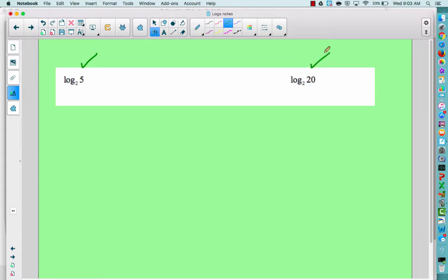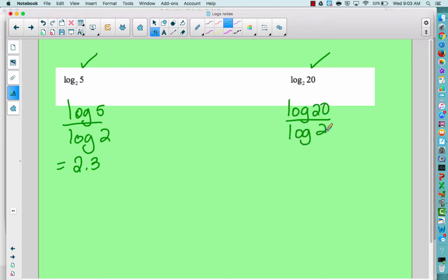Okay, so if you just did those, you did log 5 divided by log 2, and you got 2.3. This one, you changed log base 2 of 20 into log 20 over log 2. Be really careful. Remember, you're not allowed to divide using the change of base. This does not mean log 20 divided by 2, okay? It does not mean that. You have to use your calculator as separate logs. So log 20 divided by log 2, which gives me 4.3.